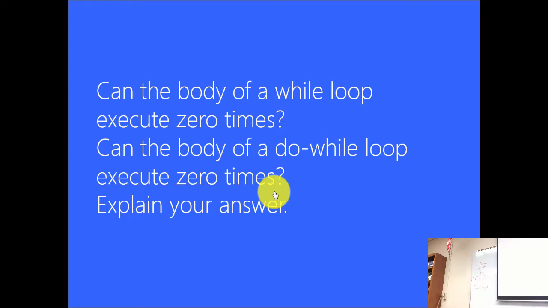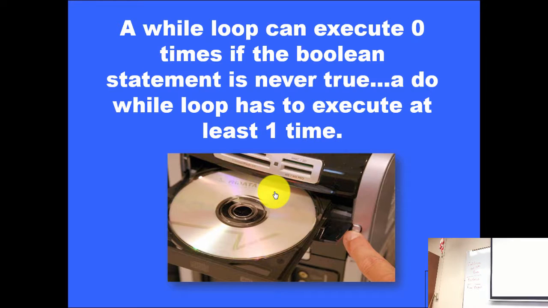All right. The while loop can execute 0 times if it's false, right? Yes. And then the do while loop is going to execute at least once because it does whatever is in the loop before it checks the Boolean expression. So the while loop can execute 0 times if the Boolean statement's never true, but the do while loop checks it at the end, so it has to execute at least once. Okay? All right.